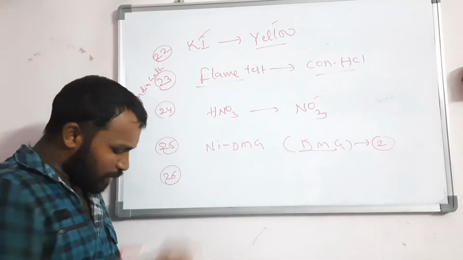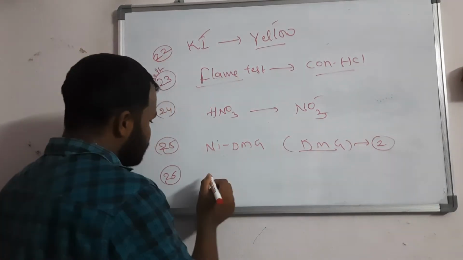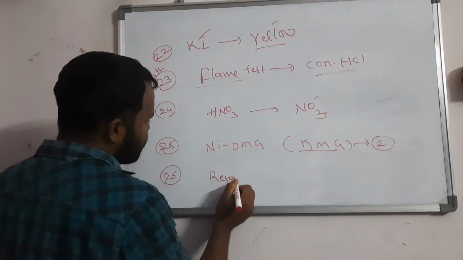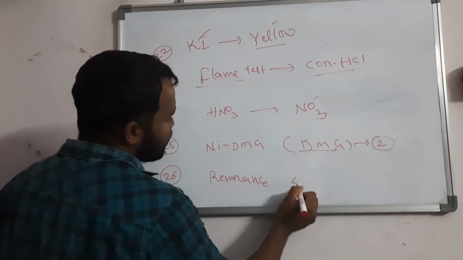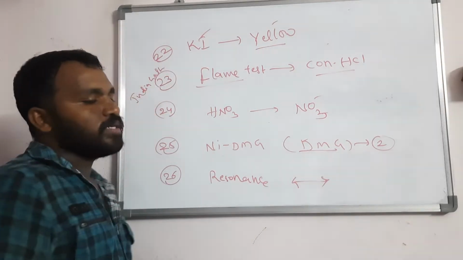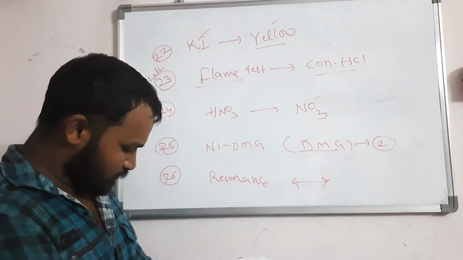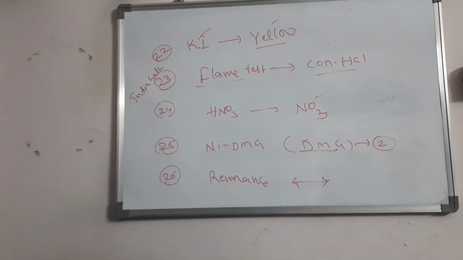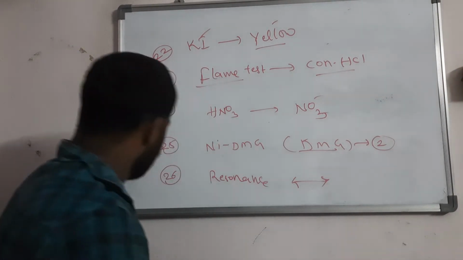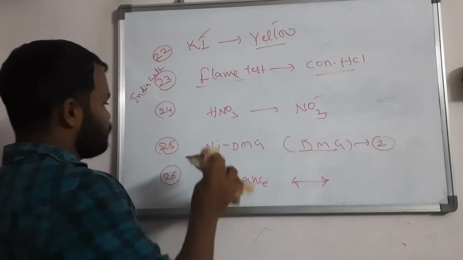Next, number 26. A simple basic question: they asked for the resonance symbol. The double-sided arrow is the resonance symbol. Simple question. Next, question number 27.